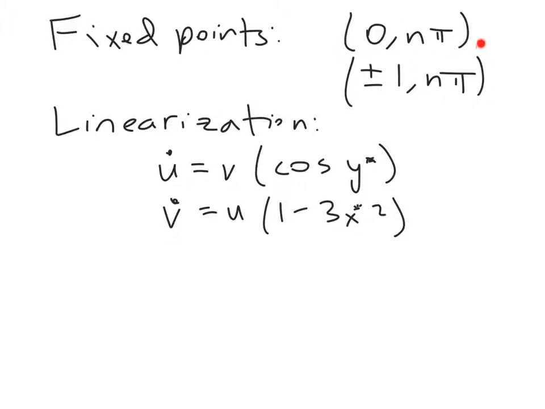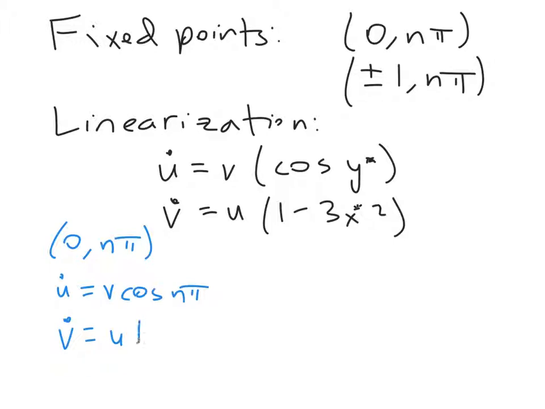So we have our fixed points, 0, n pi, and then plus or minus 1, n pi. And now we are going to compute the linearized system at a variety of the fixed points. Let's start with the 0, n pi fixed point. Substituting in, we get u dot equals v cosine of n pi. And suddenly it matters whether n is even or odd because this is either plus or minus 1. And we get v dot is equal to u times 1, so this is equal to u. And this is equal to 2 cases: v if n is even, negative v if n is odd.